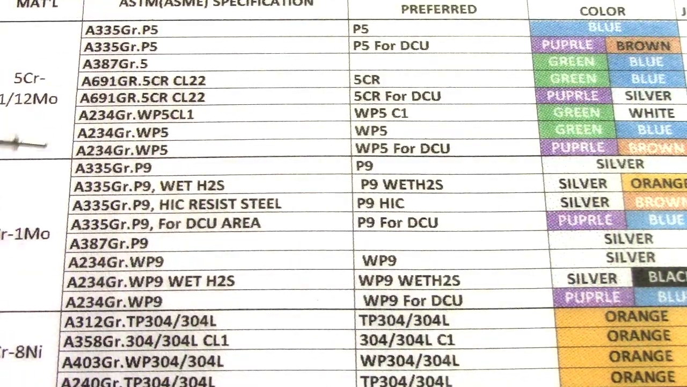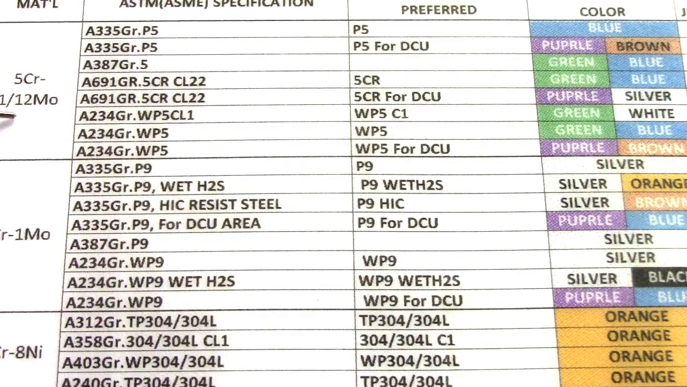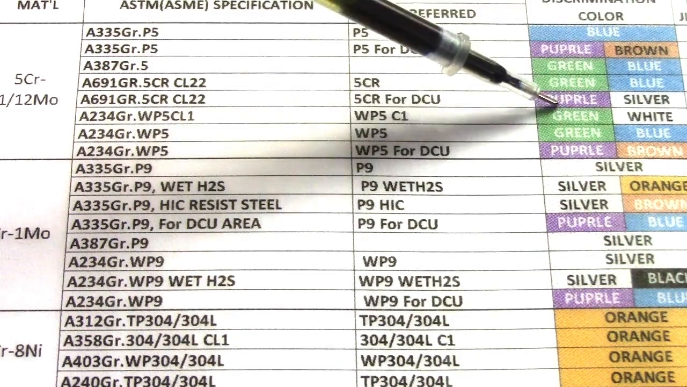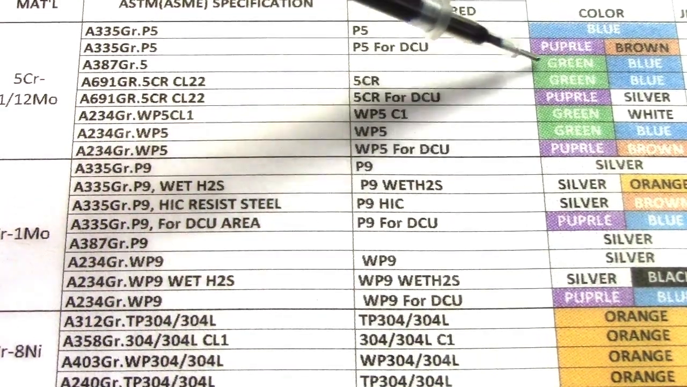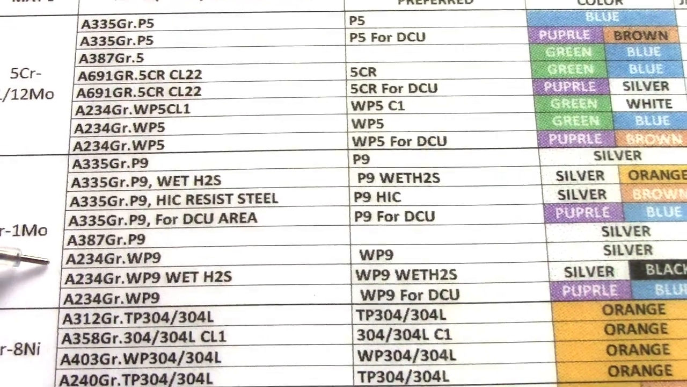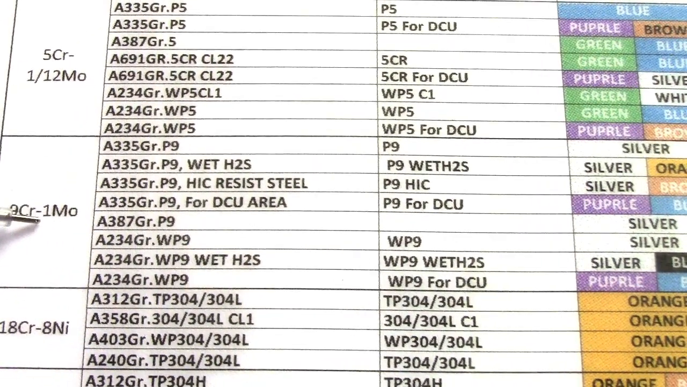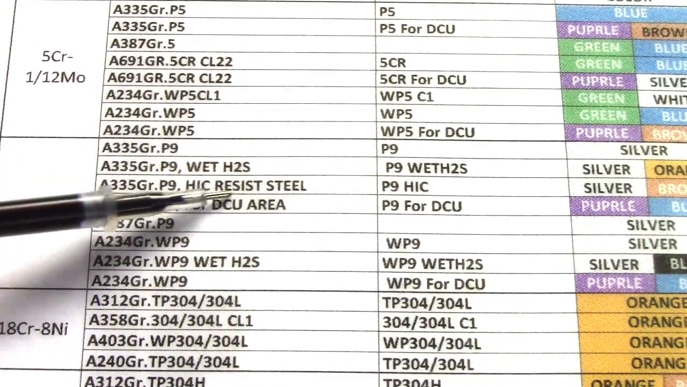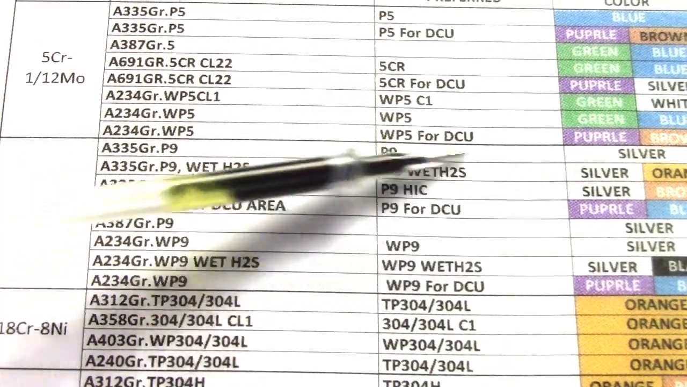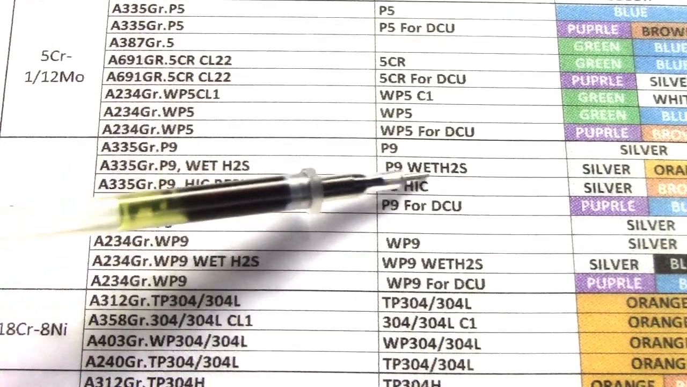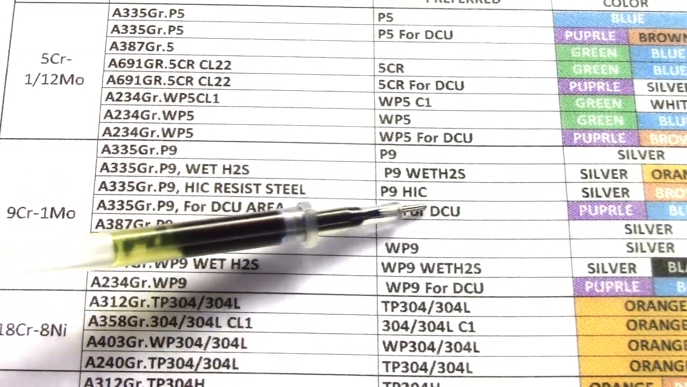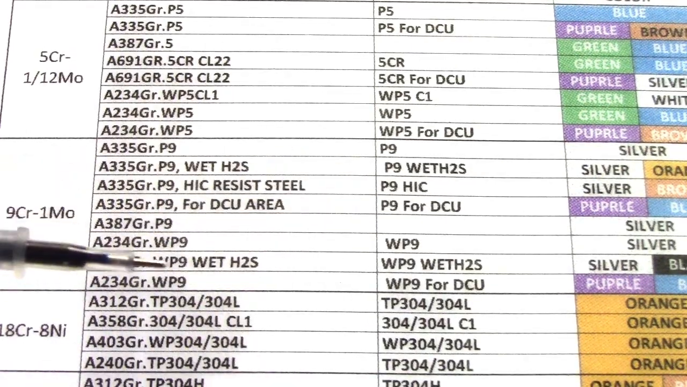So this is the next material, 5 chrome, 1 and 1/2 MO. So this is the color coding. Okay, and next material, 9 chrome, this is P9 and 1 MO. Okay, P9 silver, wet S2S. So this is silver orange. This is a combination of the color.